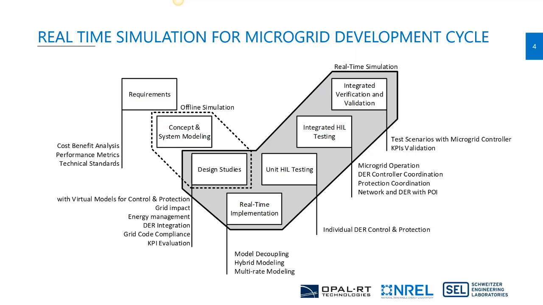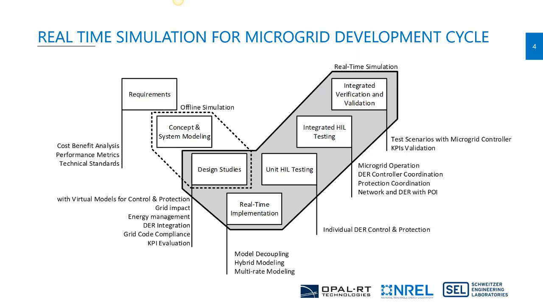Then, of course, you move on into real-time implementation, which would involve decoupling the model that was optimized for offline simulation, so that you make sure it runs in real time. If needed, you'll have to decouple it into multiple cores, into multiple time steps. That includes multi-rate modeling and hybrid modeling. It may also be multi-domain modeling, which entails hybrid modeling.